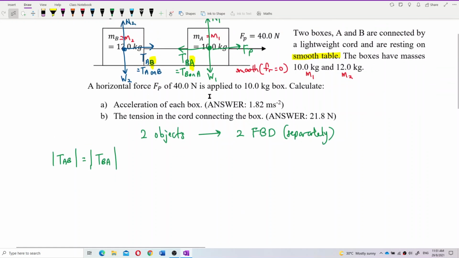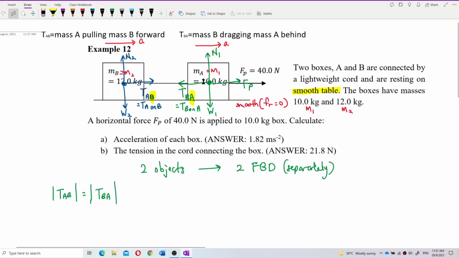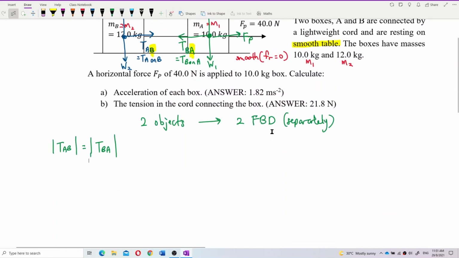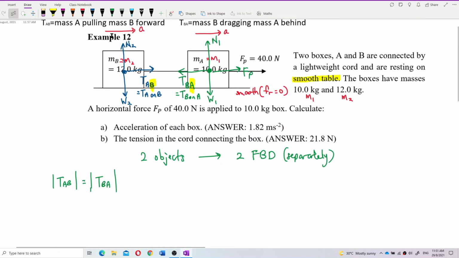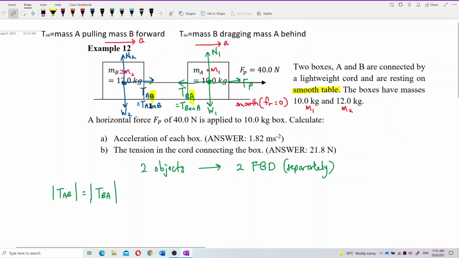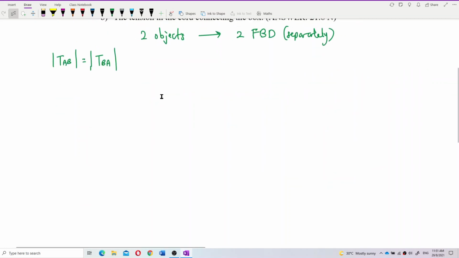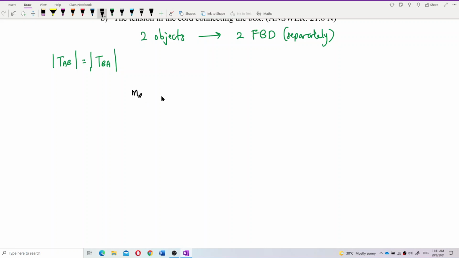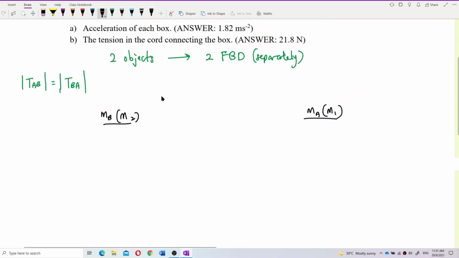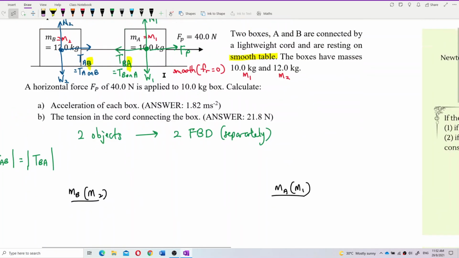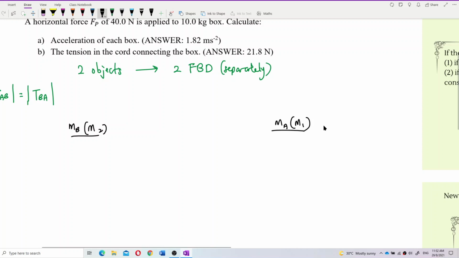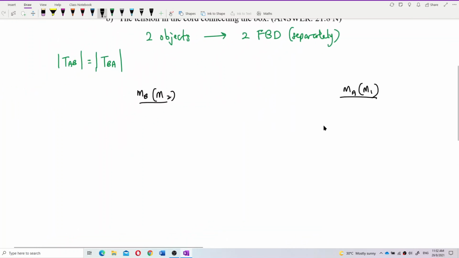Maybe we should draw separately. You have two objects, so you draw two free body diagrams separately. I should put mass A, mass B. Maybe this one I put as mass B, or mass 2, and this is mass A, which I put as mass 1. All right. Let's draw the free body diagram now.